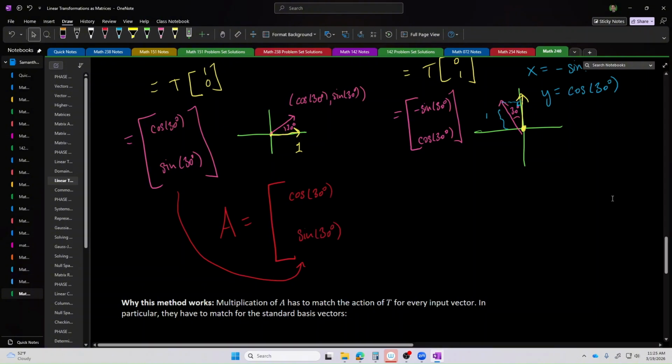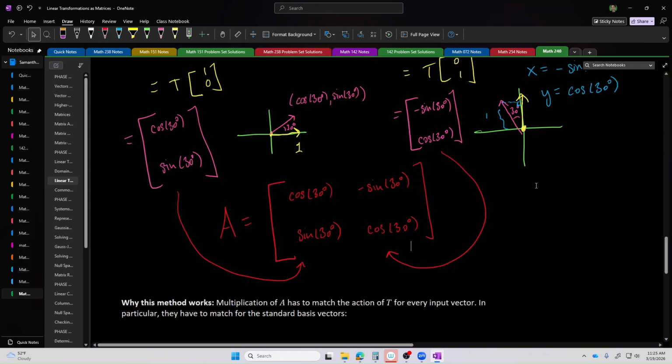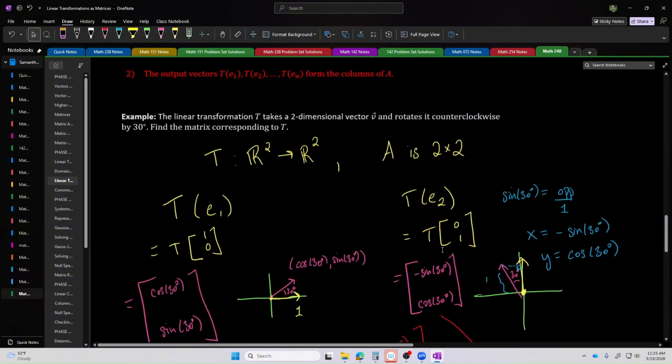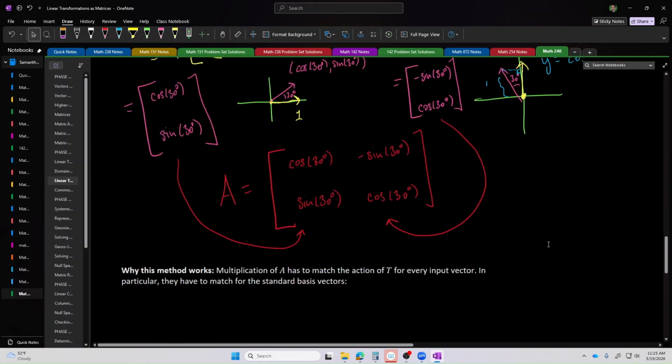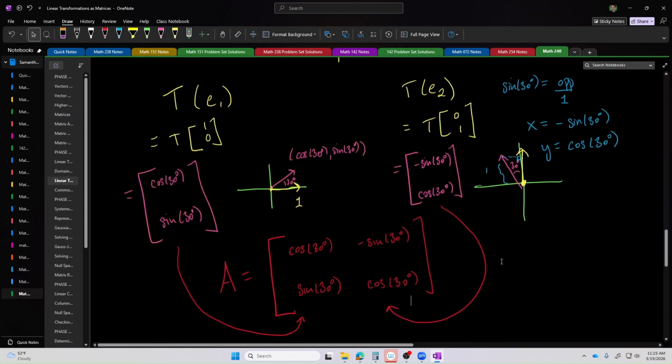And the second column of A is going to be this second column vector, negative sine of 30 degrees, cosine of 30 degrees. So this would be the matrix representing this transformation. If I multiplied vectors by this matrix, it would have this identical effect of rotating vectors through an angle of 30 degrees. This matrix, when multiplied, would perform that same rotation.